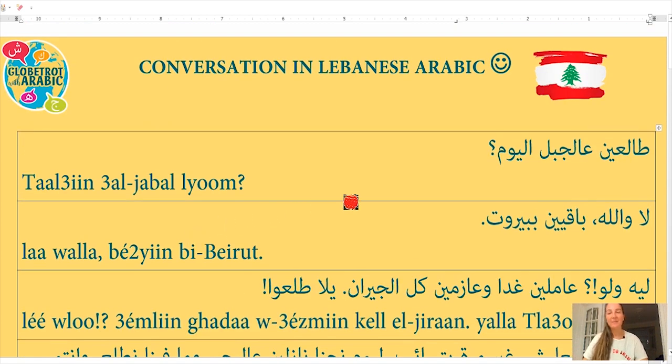Let's read it one more time, this time following the Arabic script. If you want, you can still follow the Latin script here.